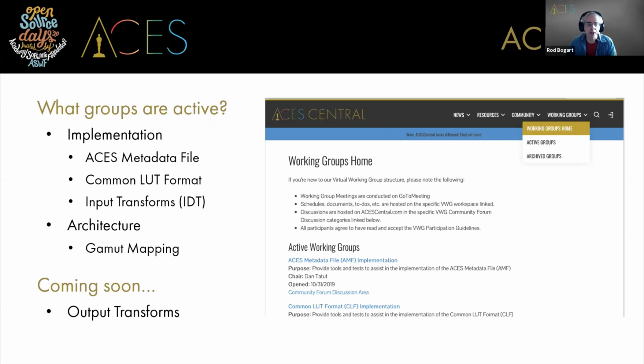And so that's the ACES metadata file, of course, and then the common LUT format, which was also mentioned earlier in the OCIO talk. And I definitely want to thank Doug, Patrick, Carol, and Michael for all the nice ACES mentions during their OCIO talk earlier. We also have an input transforms group that's working on what it means to take content from the camera, however it captures, to get things into ACES. And so we're trying to make sure that we have good best practices around that.